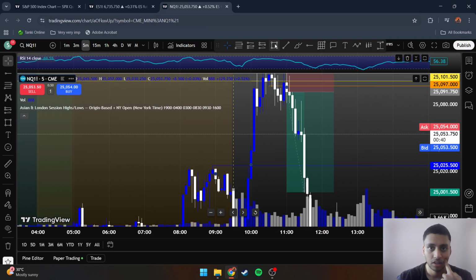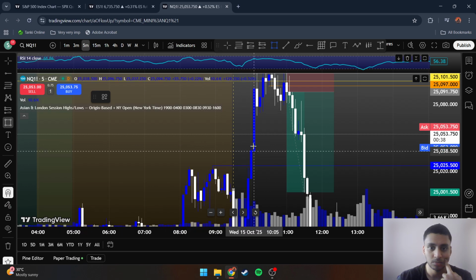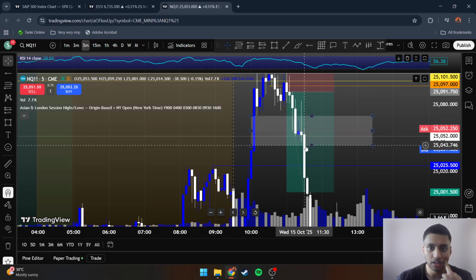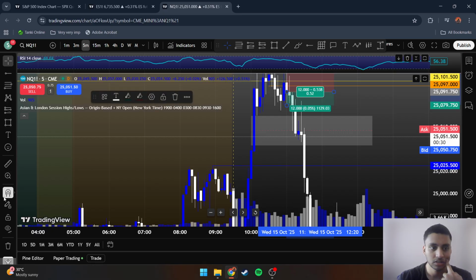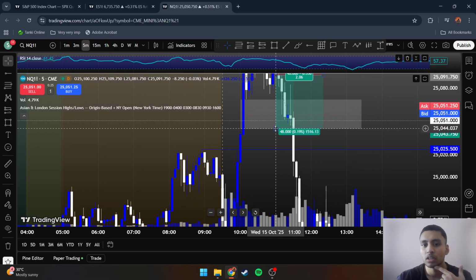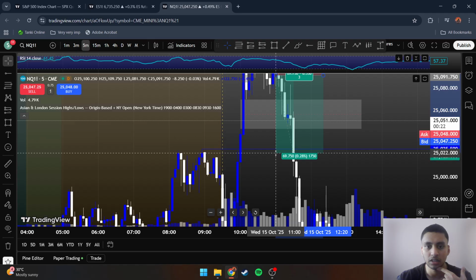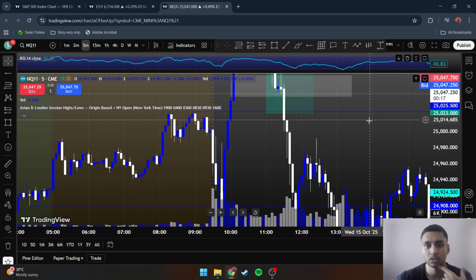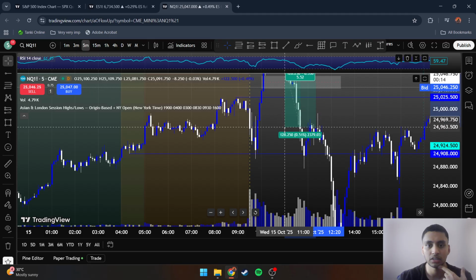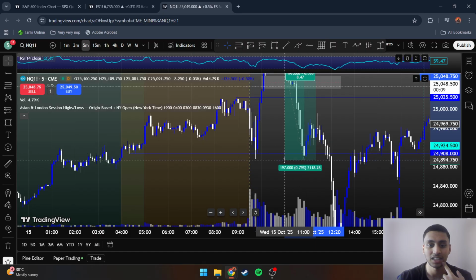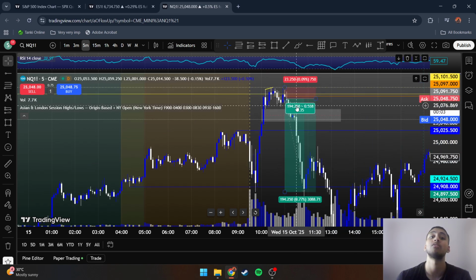targeting a small, like, this fair value gap right here, still a 1:2 RR. Then I could have targeted this another fair value gap, 1:3 almost, and then the London session low, 1:8, which is crazy, or this new low which was created during market open, 1:8.35.